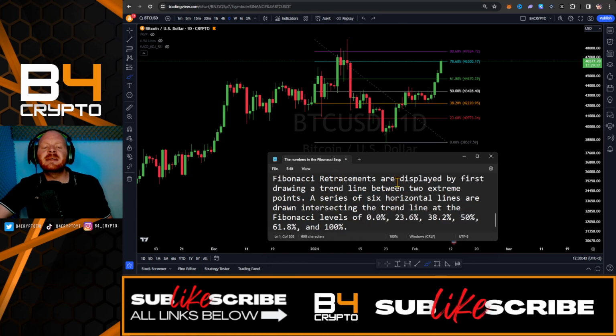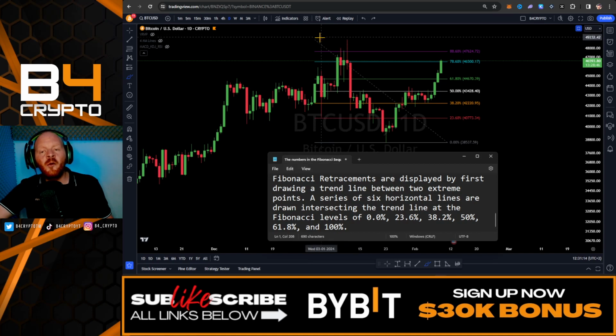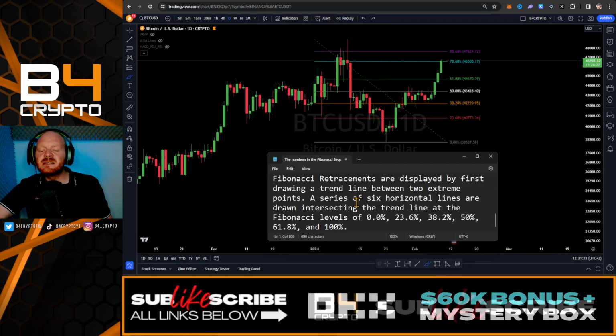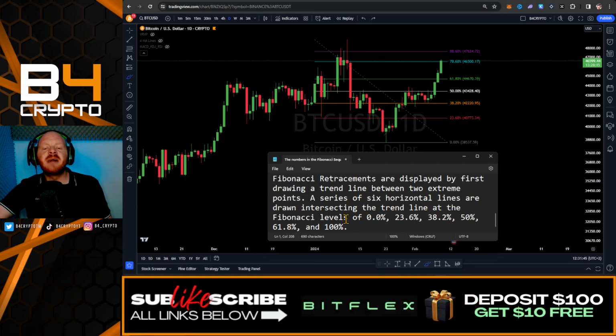Fibonacci retracements are displayed by first drawing a trend line between two extreme points. And yes, in this example we can see it was all the way from the swing high, from the ultimate top, all the way to the bottom, to the swing low. A series of 6 horizontal lines are drawn intercepting the trend line at the Fibonacci levels of 0, 23.6, 38.2, 50%, 61.8 and also the 100%.